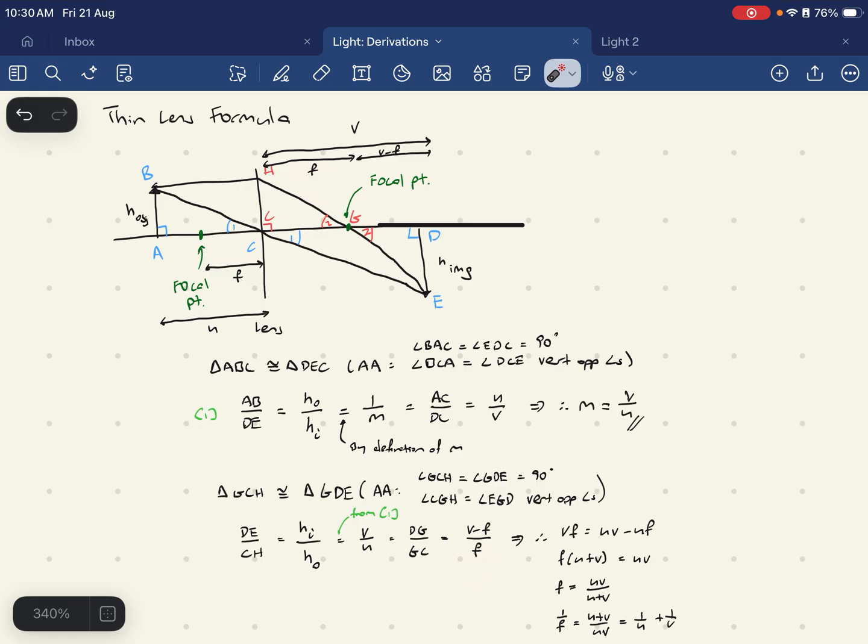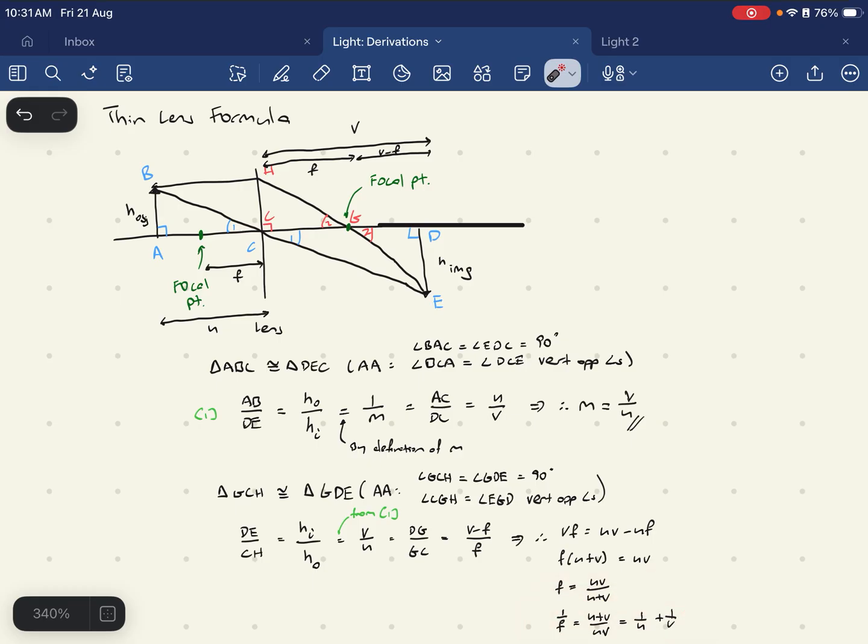Then you can do some algebra, cross multiply. So you get VF is UV minus UF. Take this term and move it to the left. So you will get FU plus VF is equal to UV. Then you divide throughout by U plus V. You get this term. Take the reciprocal and simplify, and you'll get the thin lens formula.